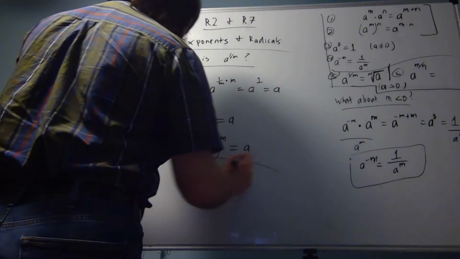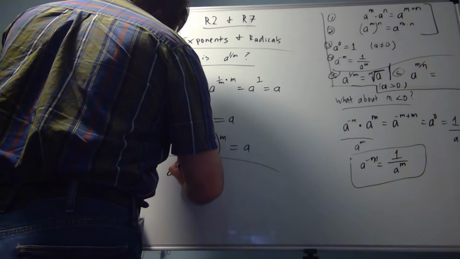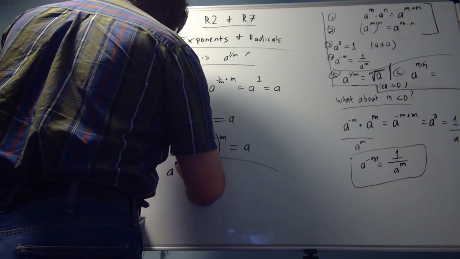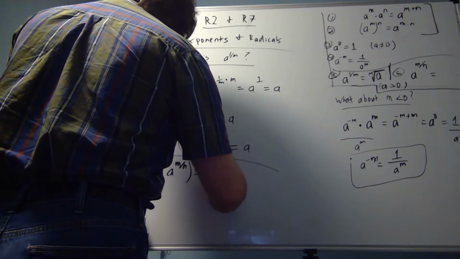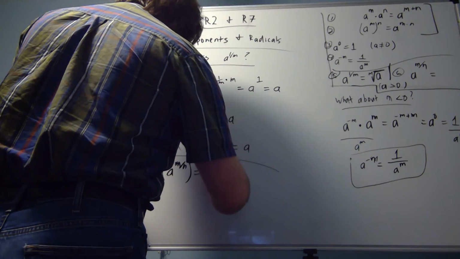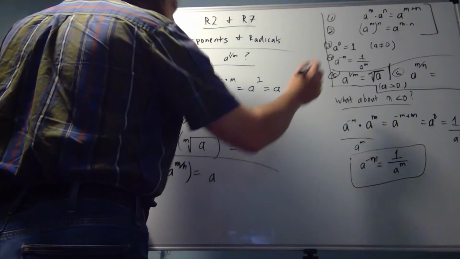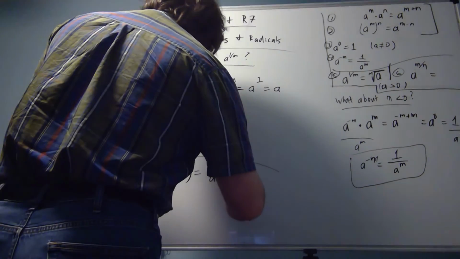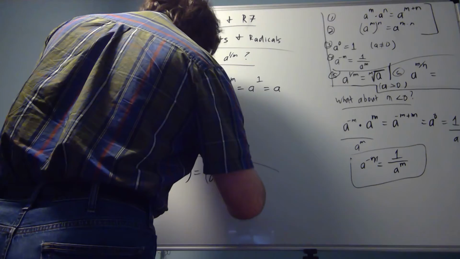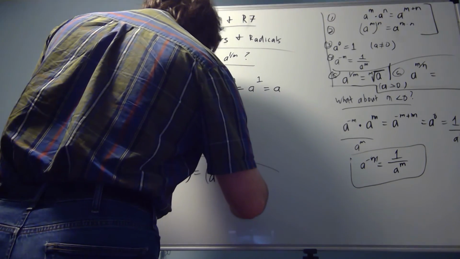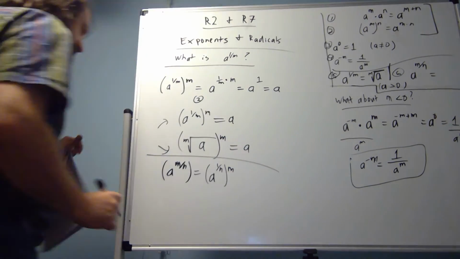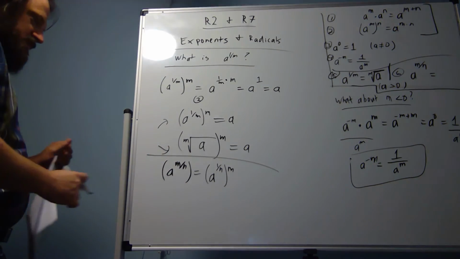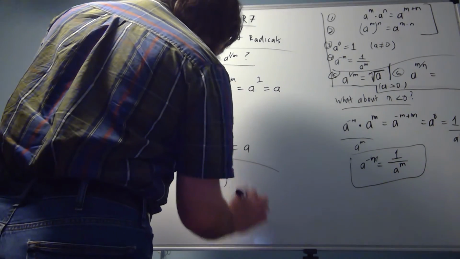And then finally, well, what if it's not just 1 over n? What does a to the m over n mean? Well, that would be the same as, if we want identity number 2, well, that's m times 1 over n. Well, I can write it as 2 steps. Let's do that.